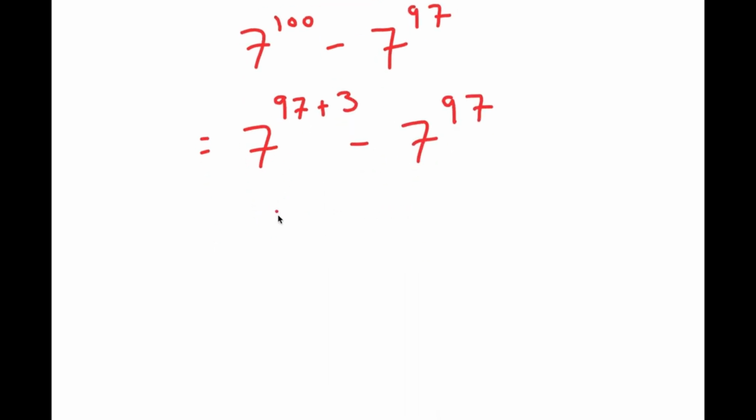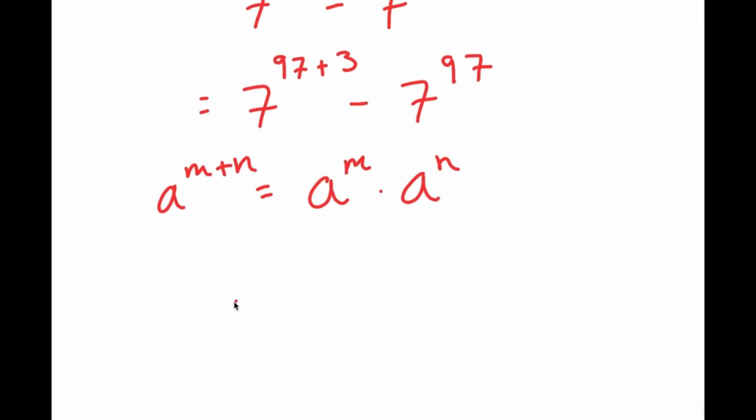Now, if I have something in the form a to the power of m plus n, this is equal to a to the power of m times a to the power of n. So 7 to the power of 97 plus 3 is going to equal 7 to the power of 97 times 7 to the power of 3. And I have this minus 7 to the power of 97.